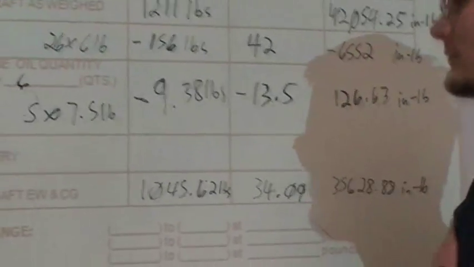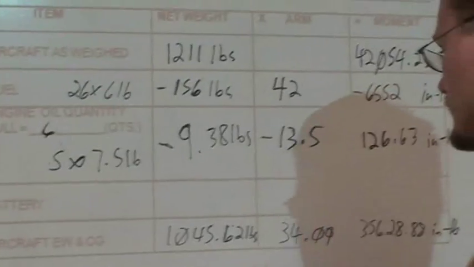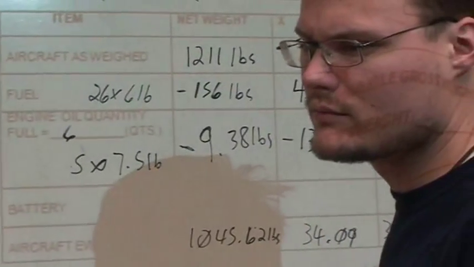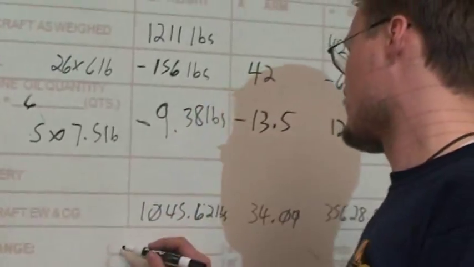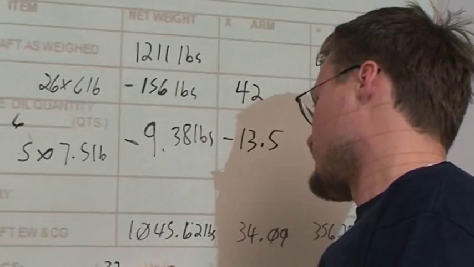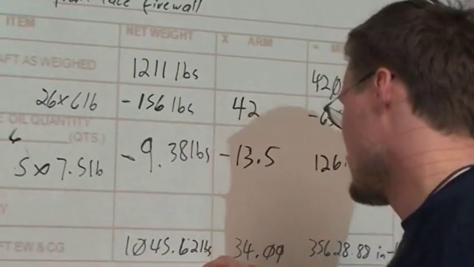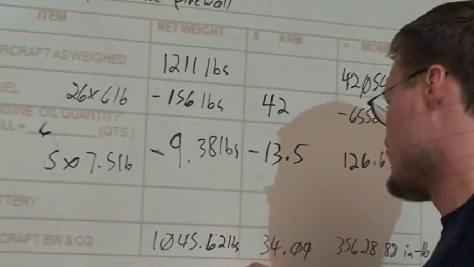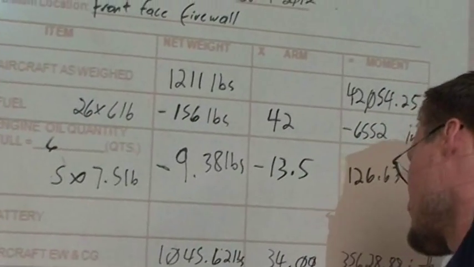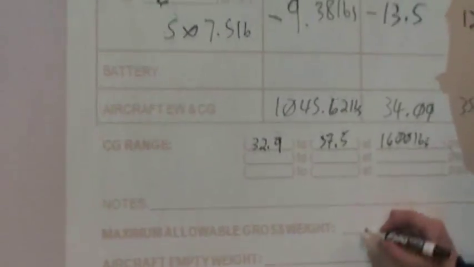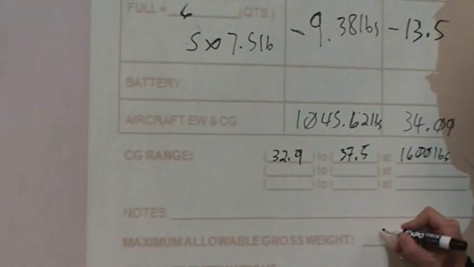And what was the CG range from your TCDS? The CG range from the TCDS was 32.9 to 37.5, and the CG range we're using is for the 1,600 pounds. Okay, then now you go to your maximum allowable gross weight, which would be 1,600 pounds.